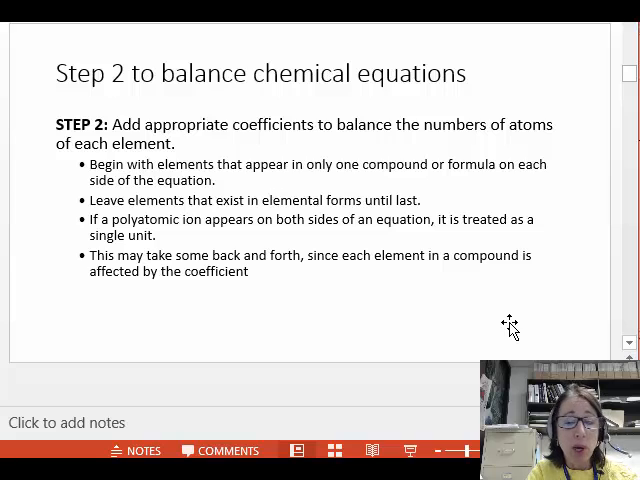You can treat any polyatomic ion that is on both sides of the arrow as a unit. Balancing may take some back and forth, but the more you practice it, the more adept you will become.